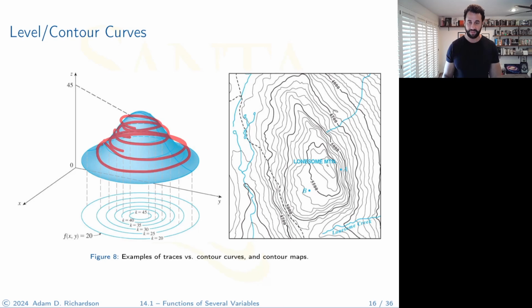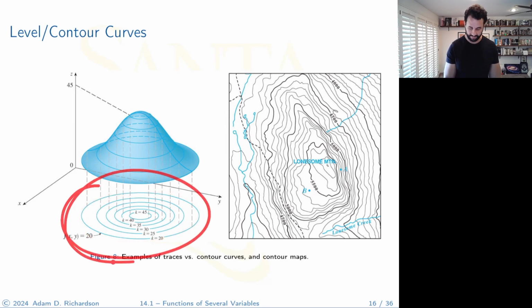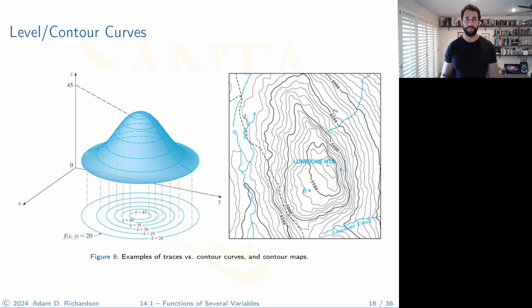All right. And then if you take all of those cross sections and you project them down onto the XY plane, you get what we call level curves. So these things down here, these are the level curves. These are the contour curves. And then the collection of them is a contour map. So I hope that makes a little more sense.